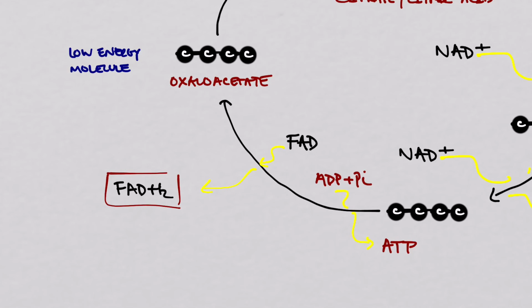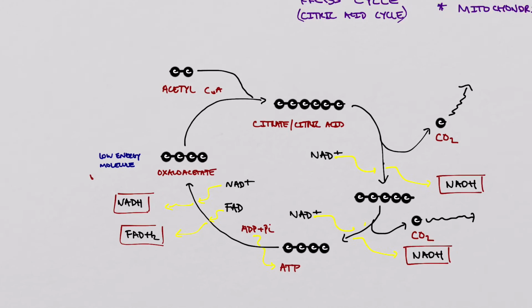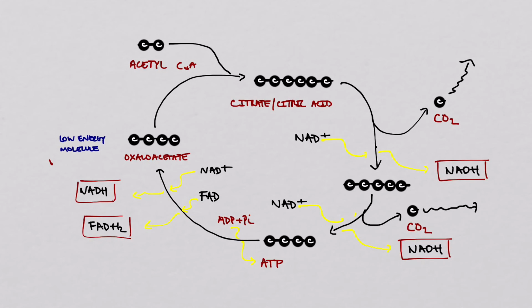And then the last thing that happens is NAD plus comes in, and once again NADH is created. So throughout the course of this cycle, we slowly oxidize our citrate, our high energy molecule, until ultimately at the end we're left with a low energy oxaloacetate. And then the whole cycle repeats itself.